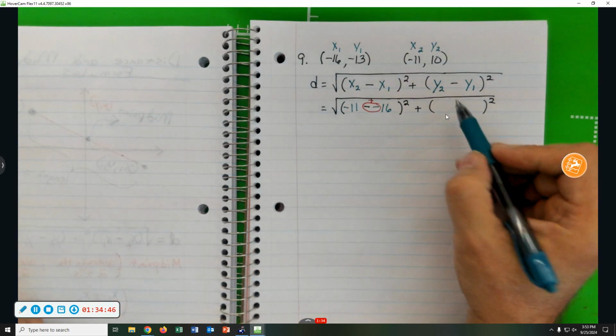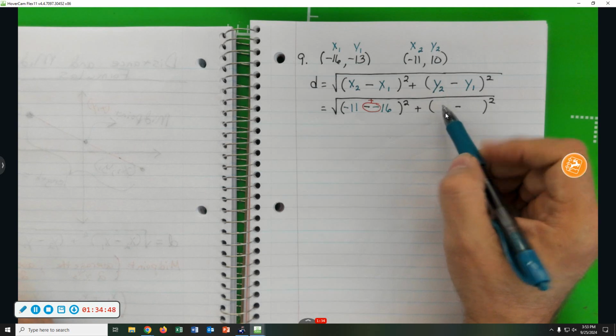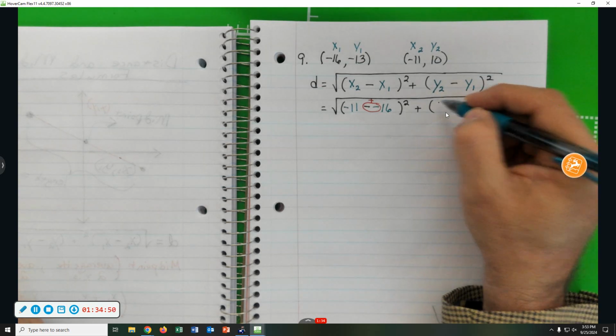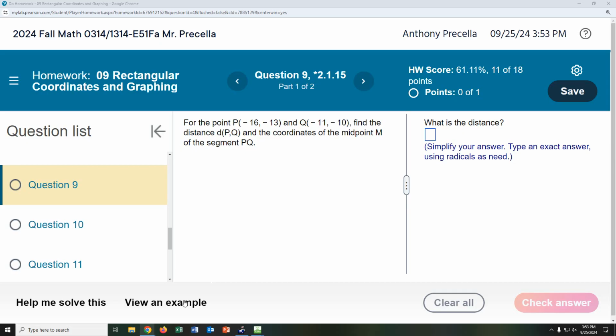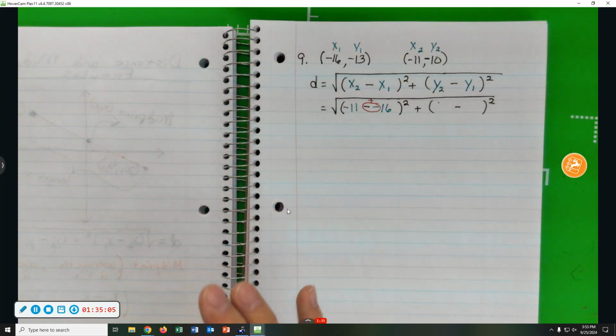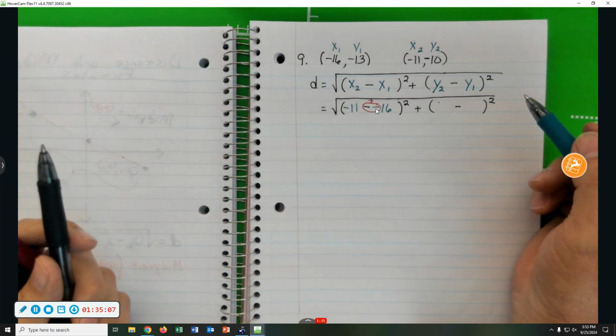Now here, what am I going to write? I think it's a positive 10. Or did I miscopy the problem? Hold on. It is a negative 10. Oh, wow. Thank you. That's negative 11 comma negative 10. Did I miscopy anything else? No. Okay. Thanks.